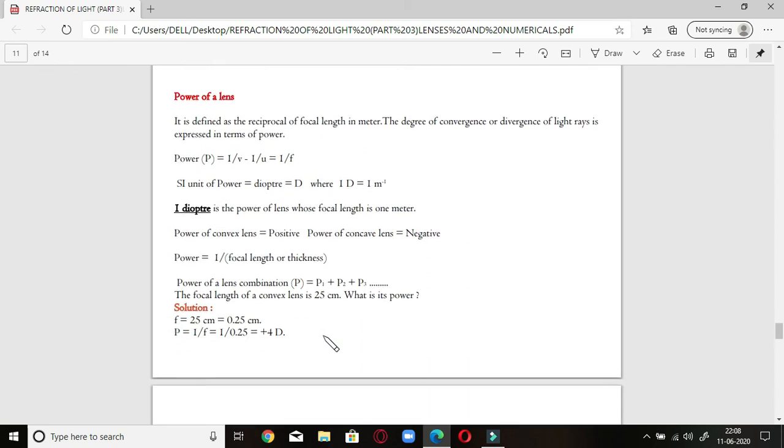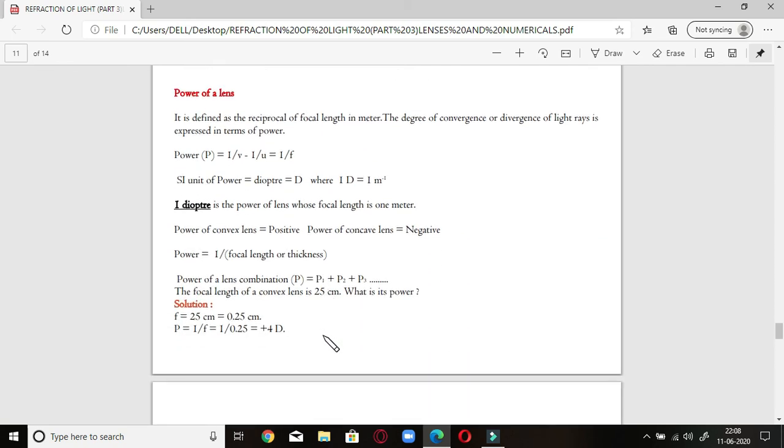These numericals will of course help you in solving the exercise I am giving you. You can work out the numericals and take help from them. Power of a lens is the next topic, which is the reciprocal of the focal length in meters, students.